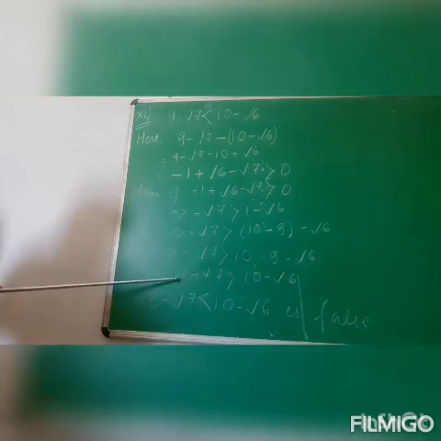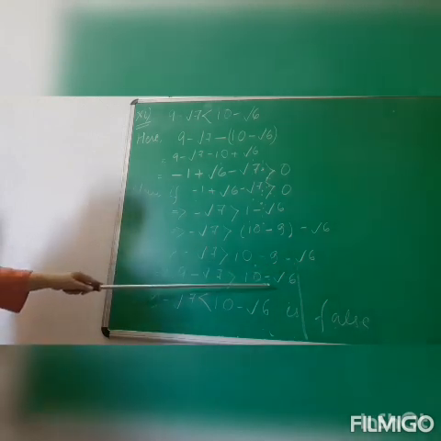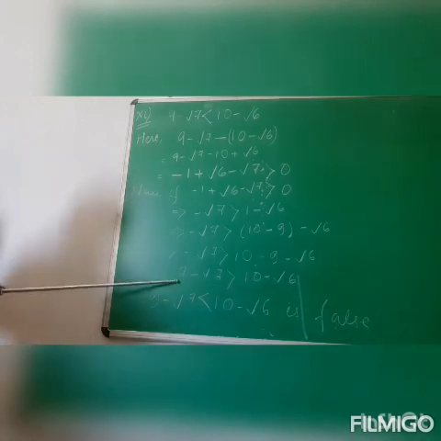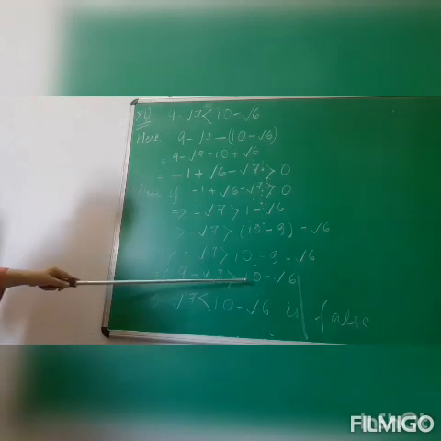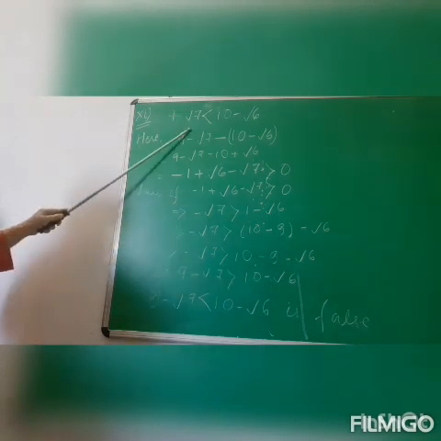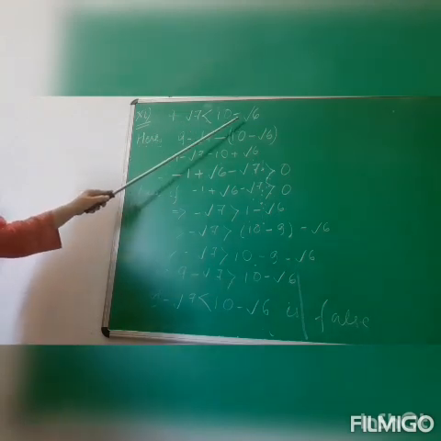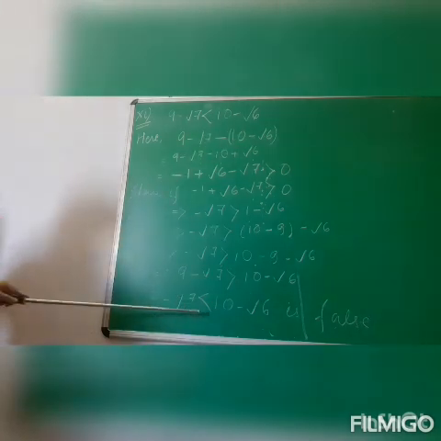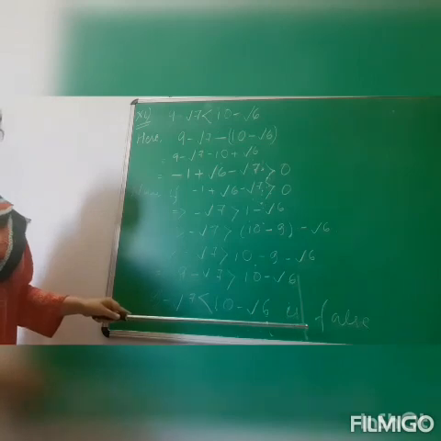Now 9 minus root 7 greater than 10 minus root 6, I can write like this. So what do I get here after calculation? 9 minus root 7 is greater than 10 minus root 6. But in the question, 9 minus root 7 is less than 10 minus root 6. So therefore I can say that 9 minus root 7 less than 10 minus root 6 is false.